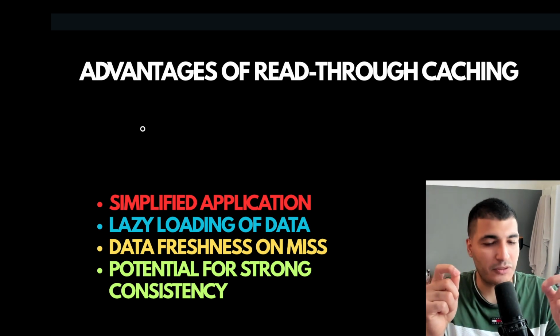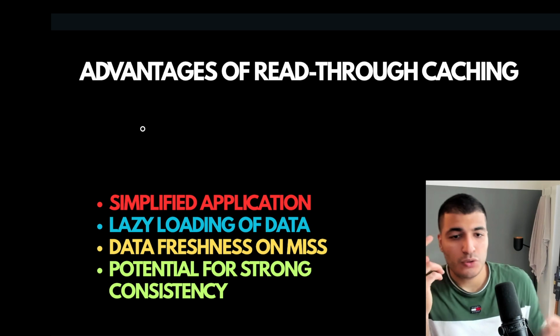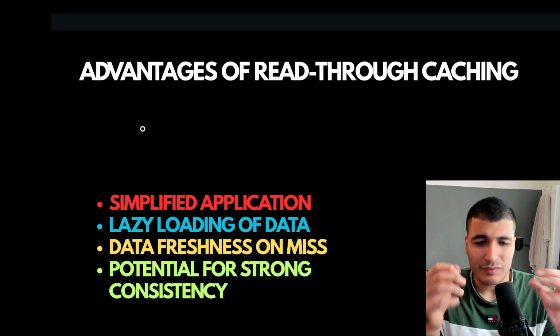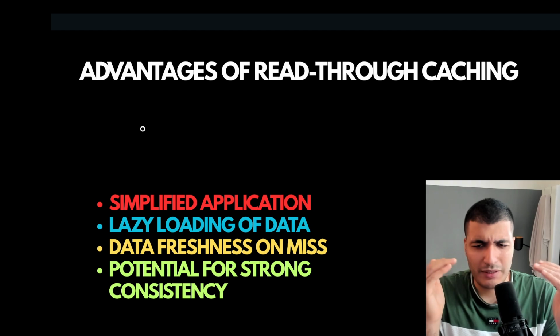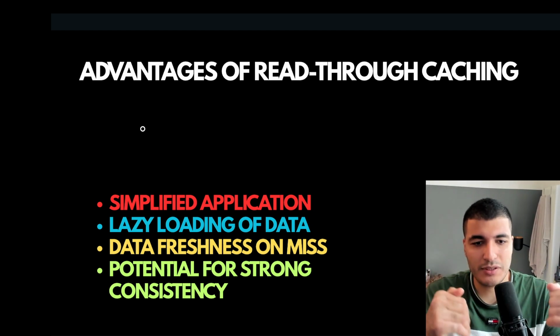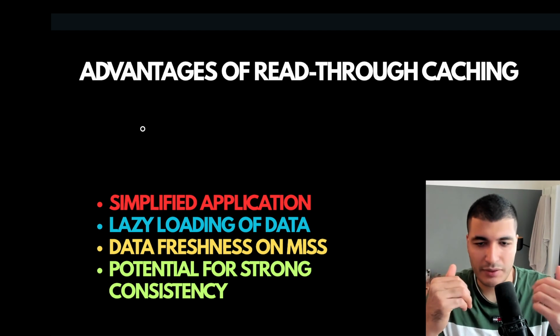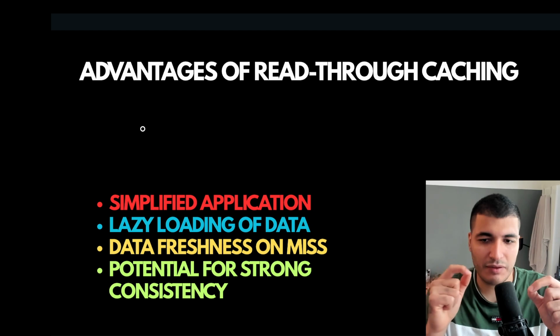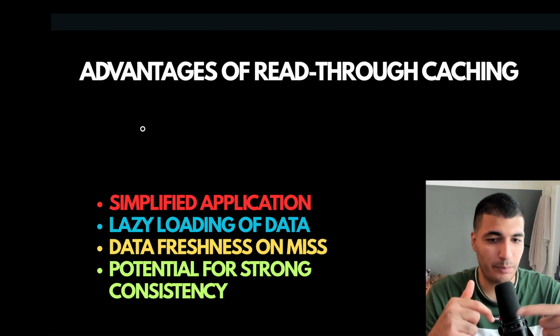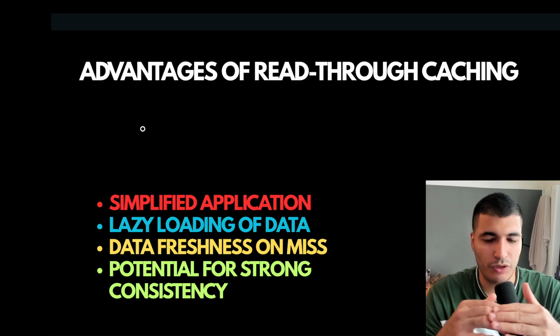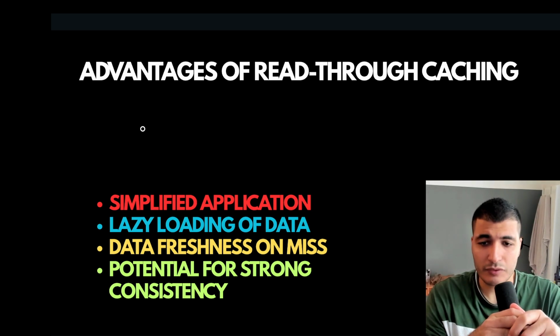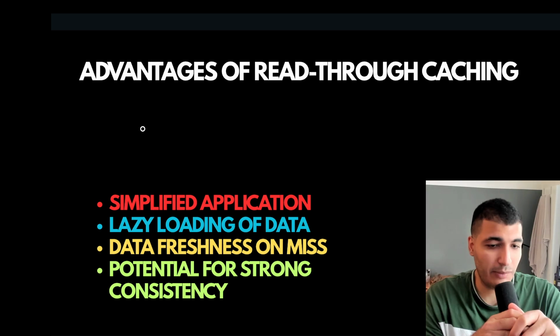This makes your application code cleaner, easier to maintain, and less prone to bugs related to cache management. Number two, lazy loading of data. Data is only loaded into the cache when it's actually requested by the application and isn't already present. This means your cache isn't filled with data that might never be used, optimizing cache memory usage. It's loaded lazily on demand.